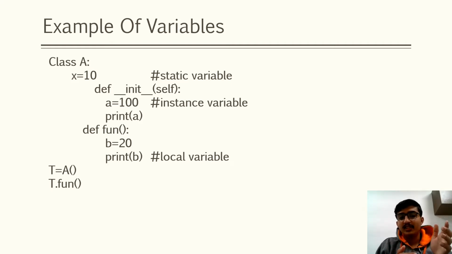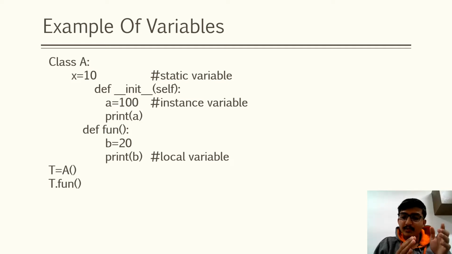Now we have def __init__(self). Init is a constructor of a class. Init is a keyword used to create a constructor which accepts one parameter, self, which refers to the current object of a class. Inside that we have written a = 100.